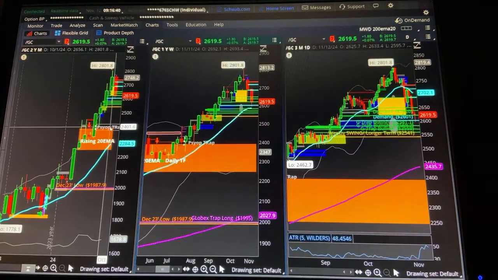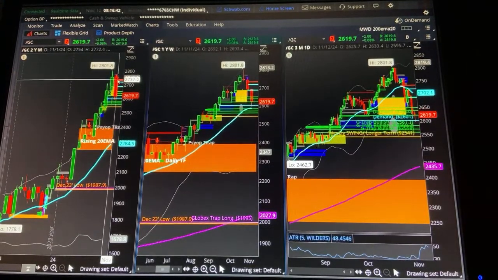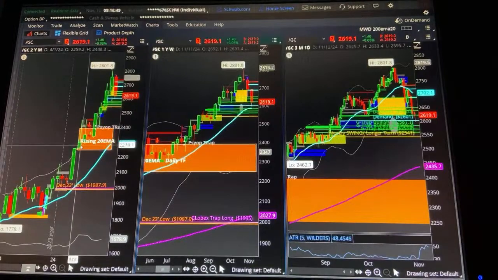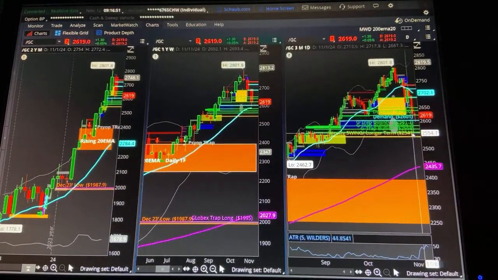Okay, we have a monthly level down here, 2,400. I'm not sure if that's going to happen pretty quickly. But I do have this level right here, 2,540. This is gold futures, by the way, monthly, weekly, daily. 2,540, give or take, down here on the weekly.